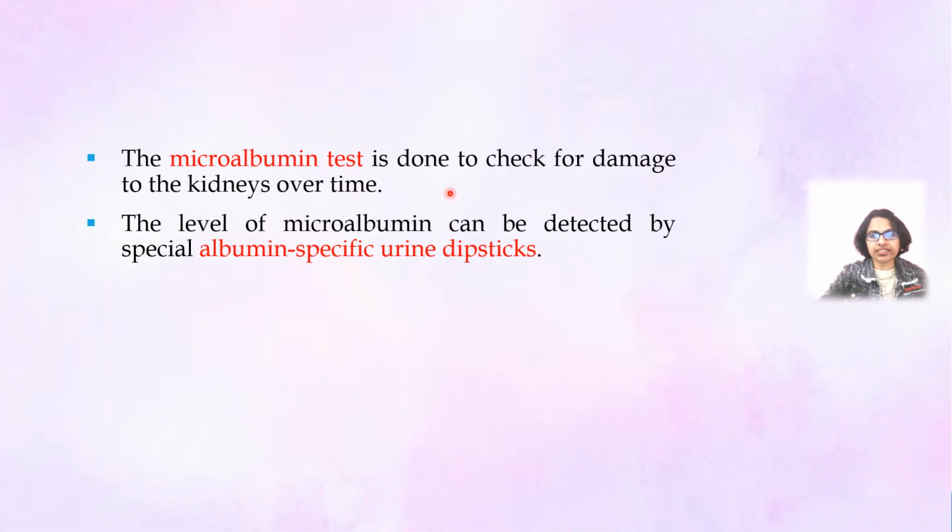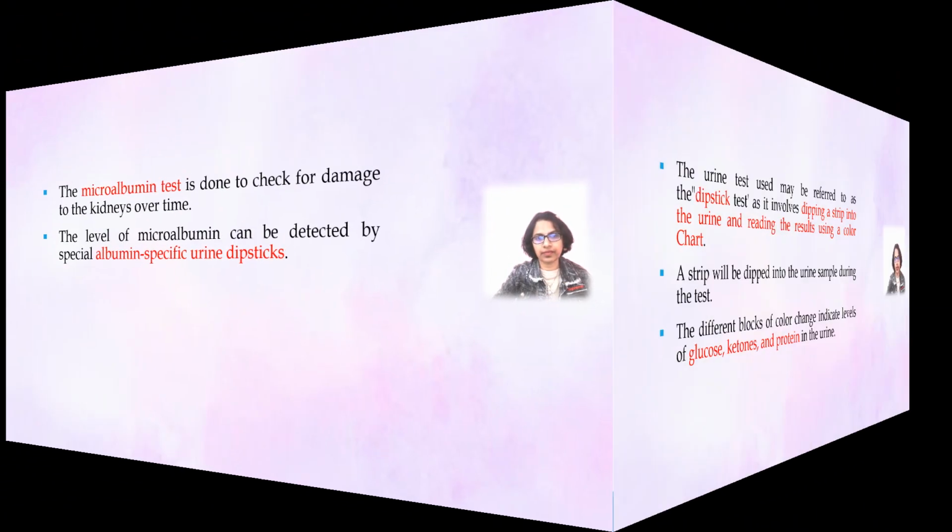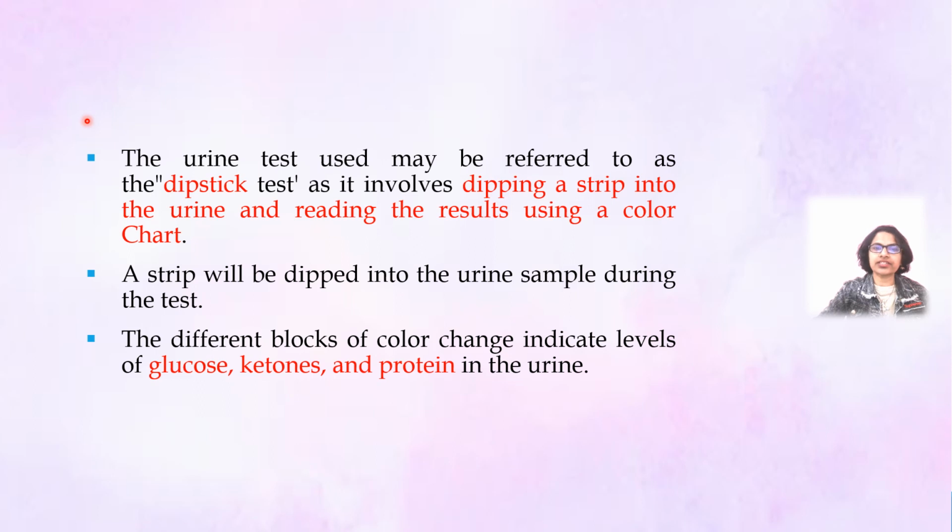The microalbumin test is done to check for damage to the kidneys over time. The level of microalbumin can be detected by a special albumin-specific urine dipstick. The urine test used may be referred to as a dipstick test, as it involves dipping a strip into the urine and reading the result using a color chart. The strip will be dipped into the urine sample during the test. The different blocks of color change indicate the level of glucose, ketones and protein in the urine.